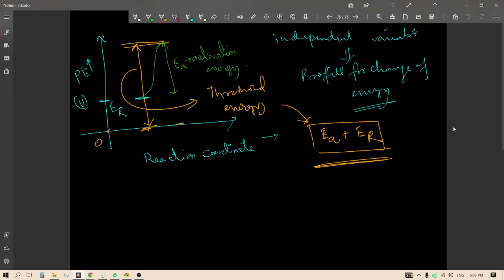Now we know the products we get in a reaction are stable. Just as our reactants are stable, the products are also stable. For example, if I do a synthesis reaction, or a combination reaction between hydrogen and oxygen to form water, in the same way as hydrogen and oxygen are stable, similarly my final product, which is water, is stable.